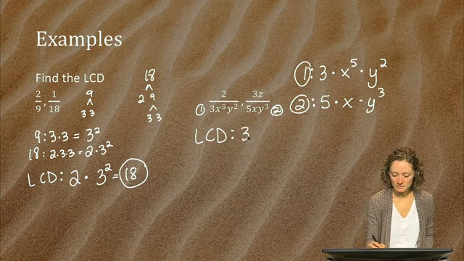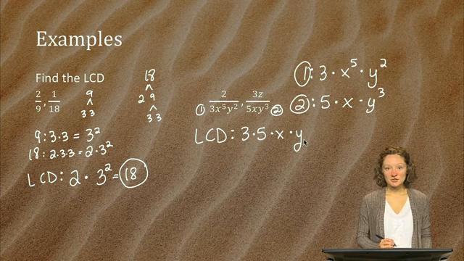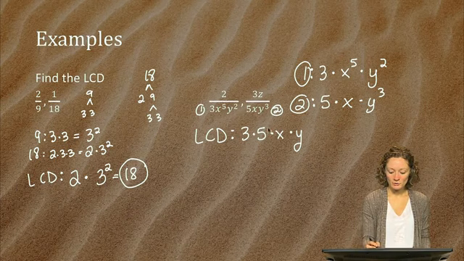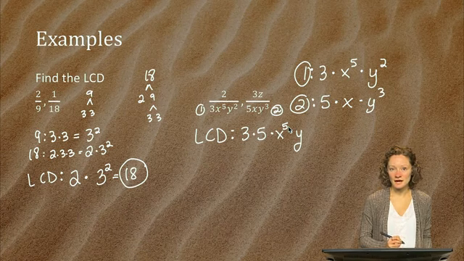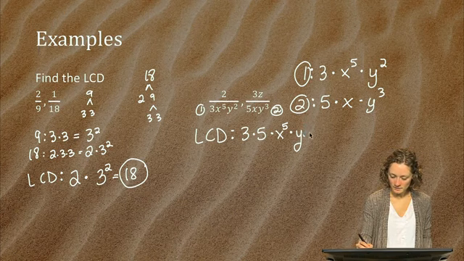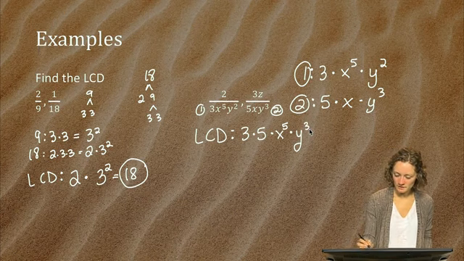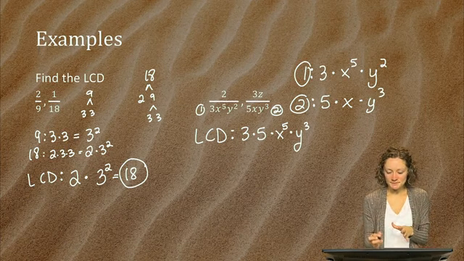We have 3, we have 5, we have x, and we have y, each raised to the highest power in any of the denominators. The numbers are both raised to the first power. The x, the highest we see is to the 5th, and the y, the highest we see is to the 3rd. Oh my gosh, not to the y. To the 3rd. There we go. So these are all the pieces.